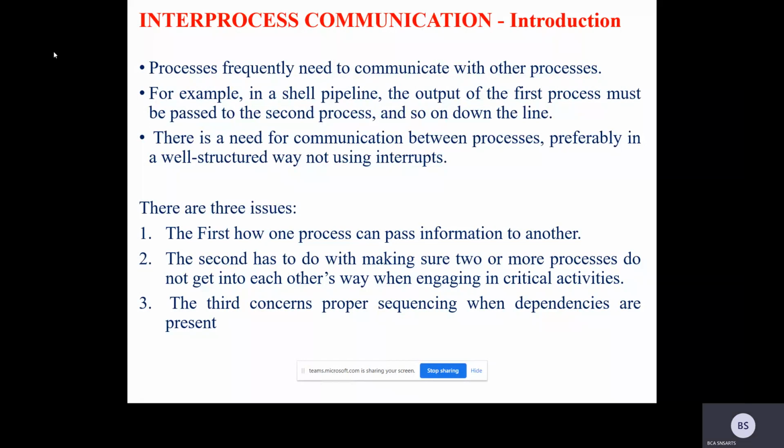the other process. Okay, there are three key issues in IPC. First one, how one process can pass information to another, in a well-structured way. The second one has to do with making sure that two or more processes do not get in each other's way when engaging in critical activities. That's very, very important. The third concern is proper sequencing when dependencies are present, so it has to be addressed properly. So inter-process communication is nothing but one process communicating with another process. That's the important key point here.